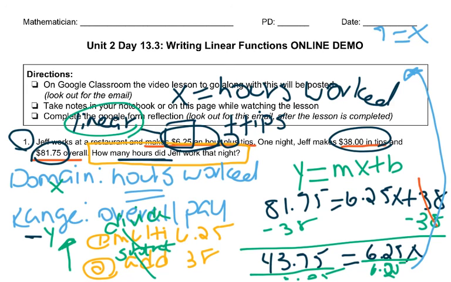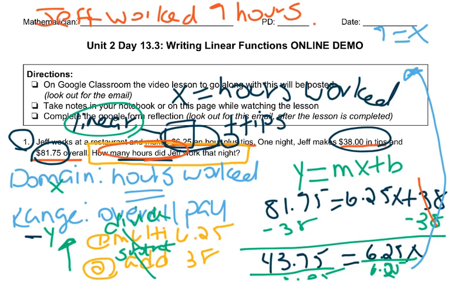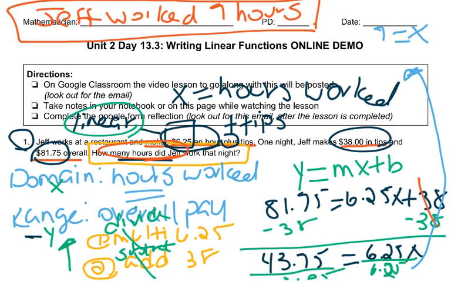7 equals x. Okay, well, what was the x that I'm looking for? Well, that's how many hours. So then I would say, somewhere on this paper, Jeff worked 7 hours. All right, that's it.